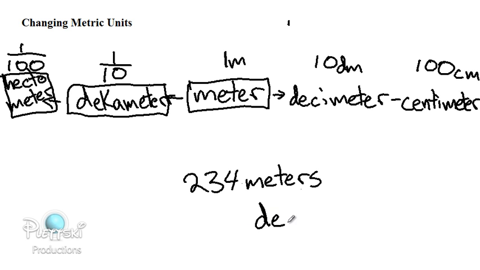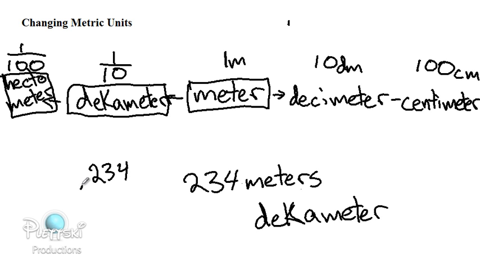So a decameter, remember a decameter is 10 times longer than a meter. So if you have 234 meters, you're going to have less decameters because each one of those is larger than a meter. Each one of them is 10 meters. So how many times does 10 go into 234? That's what you really want to know.